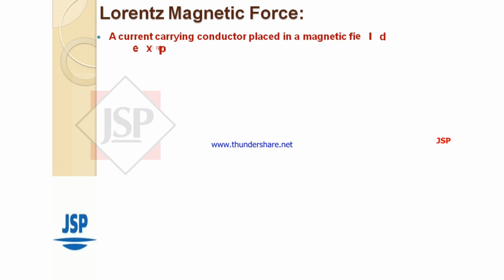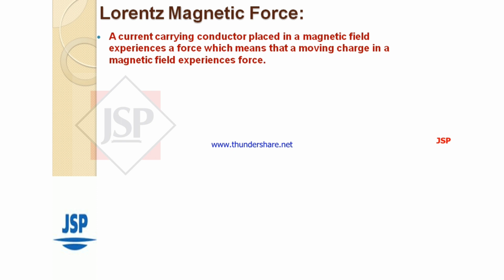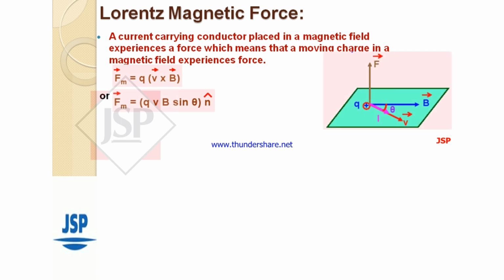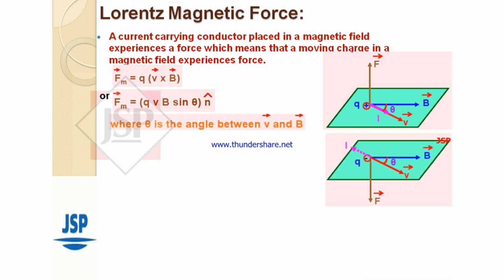Now we can understand Lorentz magnetic force. A current carrying conductor placed in a magnetic field experiences a force, which means that a moving charge in a magnetic field experiences a force. That is F_m vector equal to q(v vector cross B vector), or we can write F_m vector equal to (qvB sin theta) n cap, where theta is the angle between v vector and B vector.